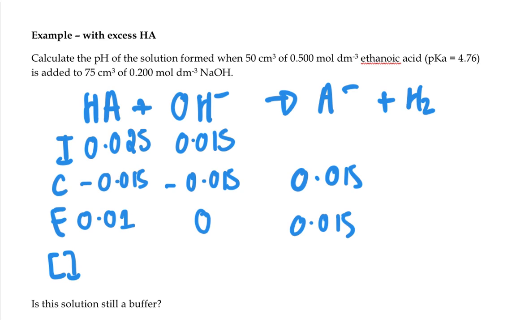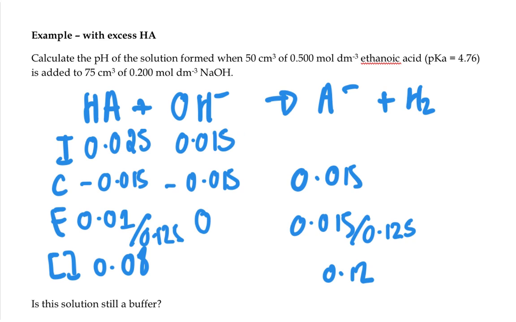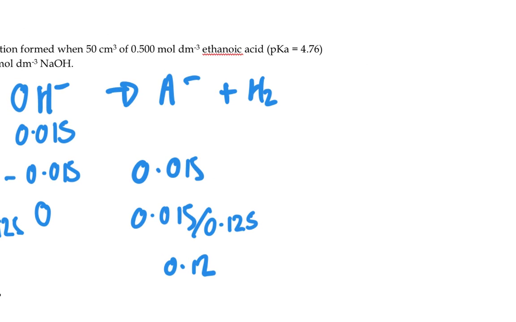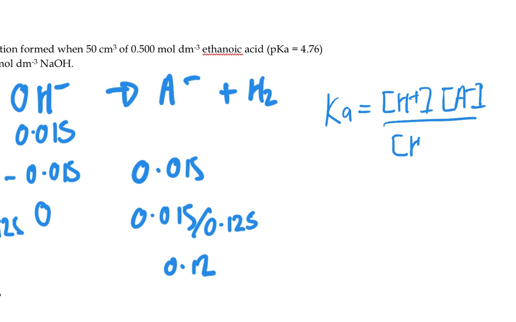So these are amounts of moles at the end, so I now need to find the concentration. I'm going to do that by dividing by the total volume, 125 centimetres cubed, or 0.125 decimetres cubed. And that gets me 0.08 moles per decimetre cubed of HA, and 0.12 moles per decimetre cubed of A minus. So I now need to slot that into my Ka expression, remembering Ka is equal to H plus times A minus all over HA.